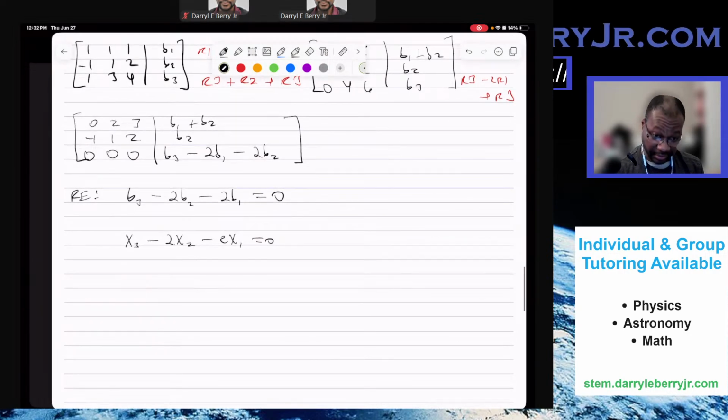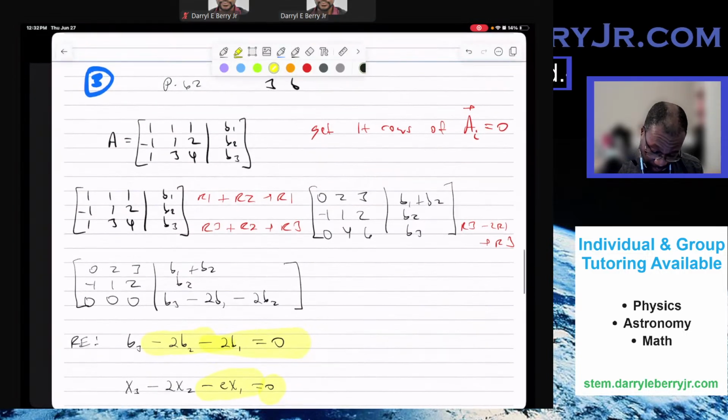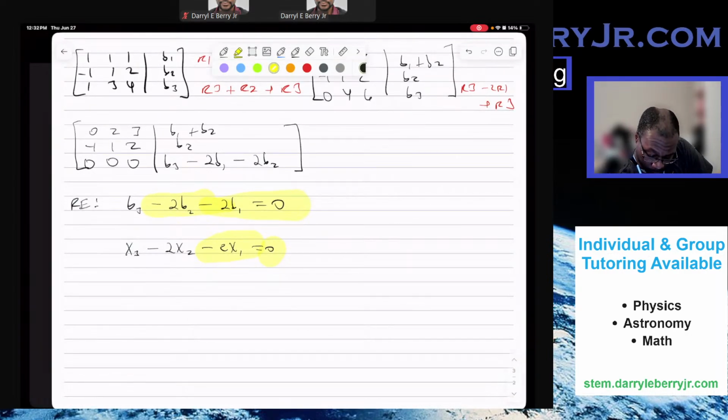Of course, the book changes the signs of everything. So we do have equals 0. We have 2x1 or 2b1. Now I have a 2 for my b. You have a 1. So, oh, okay.